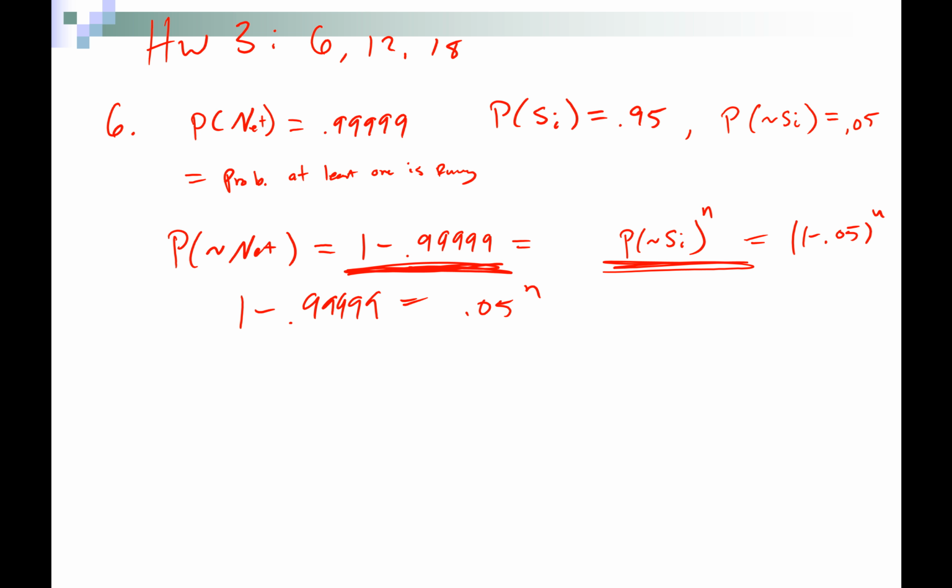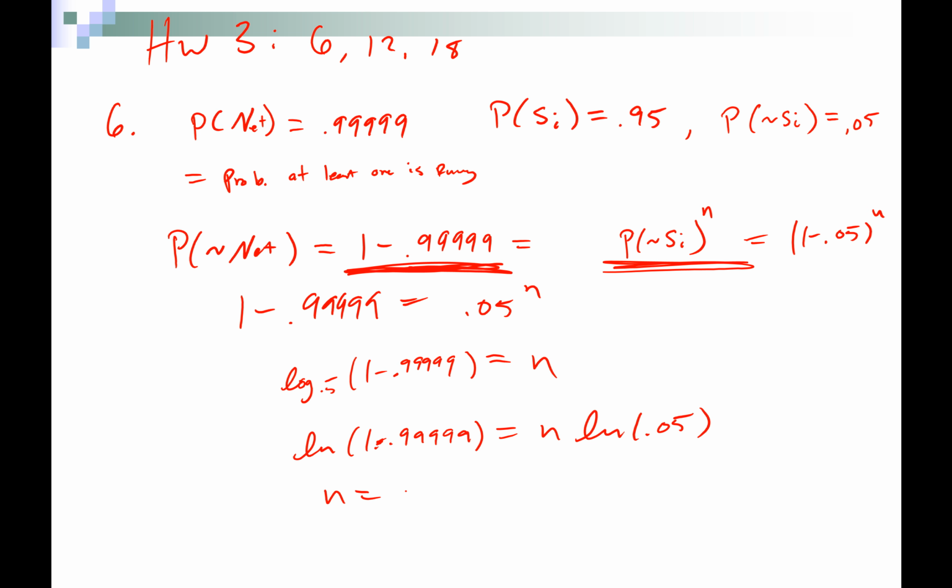We're going to use logarithms, right? So logarithms just say, if I take 0.05 and raise it to the nth power, what value of n gives me 1 minus 0.99999. And so I can do log base 0.05 of 1 minus 0.99999. That's n. Or I could take the natural log of both sides, so natural log of 1 minus 0.99999 is equal to n times the natural log of 0.05, and so n is equal to the natural log of 1 minus 0.99999 divided by the natural log of 0.05, and those things should be equivalent to each other.